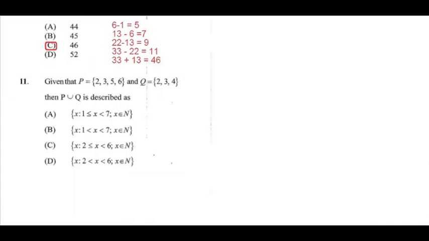So given that P is equal to this bracket, so this is number 11, 2, 3, 5, 6, and Q is equal to 2, 3, 4, then P union Q is described as. So we're looking at what the range of X values are. So A is saying X is greater than or equal to 1. Right there we can see that that is not true, as there's no 1 in any of the brackets.